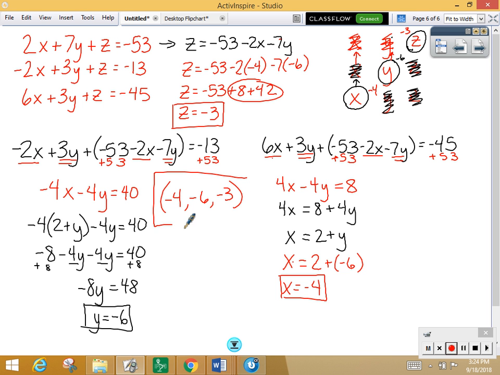I can prove my answers are correct by taking all three and plugging them into each one of these equations. And if I plug in the x, the y, and the z and compute this, it will equal negative 53. The x, the y, and the z here would make it equal negative 13. And the x, the y, and the z here would equal negative 45.